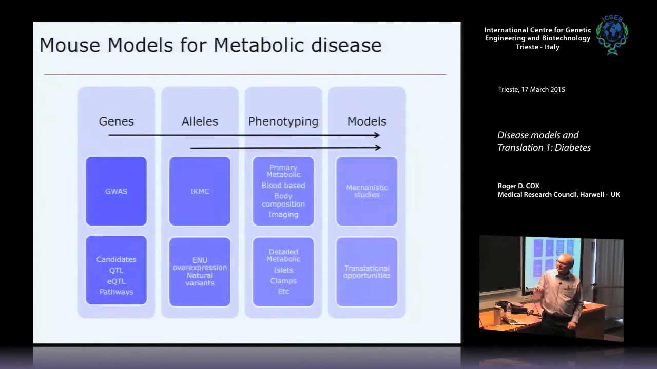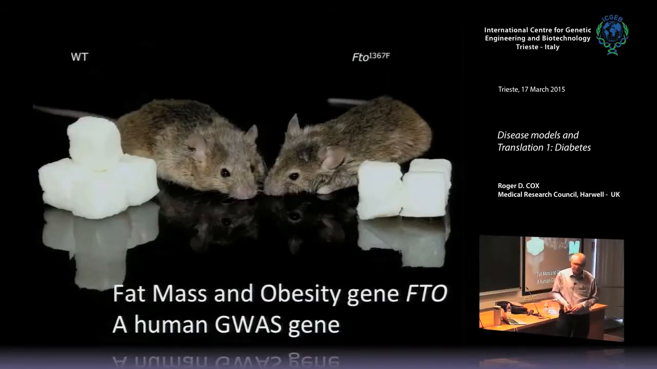There are lots of alleles that we can have from these genes. So there are the IMPC alleles that you've already heard about. We can make overexpression alleles. We can use point mutations from ENU. And with new technologies like CRISPR-Cas9, we can engineer alleles. So we can make a variety of alleles for the genes that we're interested in, apply metabolic phenotyping, and get models. I'm going to illustrate this with the work that we've done on the fat mass and obesity gene, FTO, the human GWAS gene.